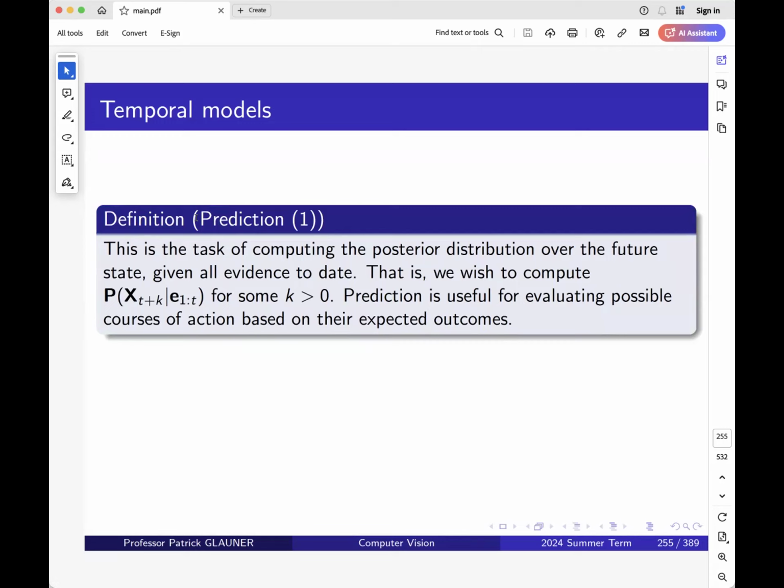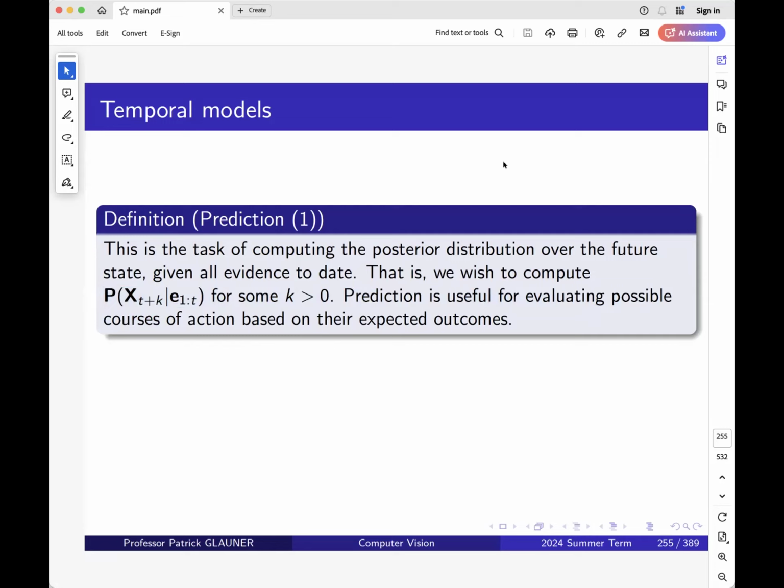Prediction has a different goal than filtering. In prediction, we actually want to compute the posterior distribution over the future state, given all the evidence to date. So we are introducing a variable k, which is greater than 0, so how many steps we want to look into the future. And what we are looking at is x of t plus k, where k is greater than 0, given all the evidence up to t.